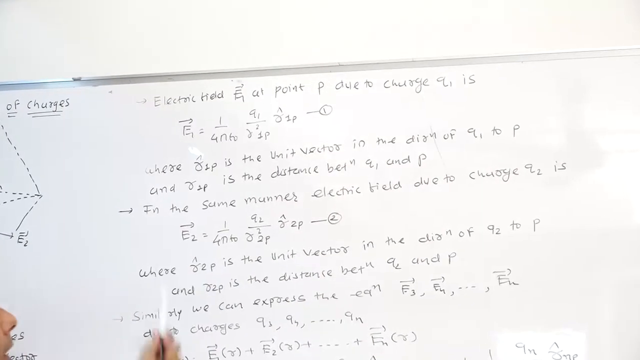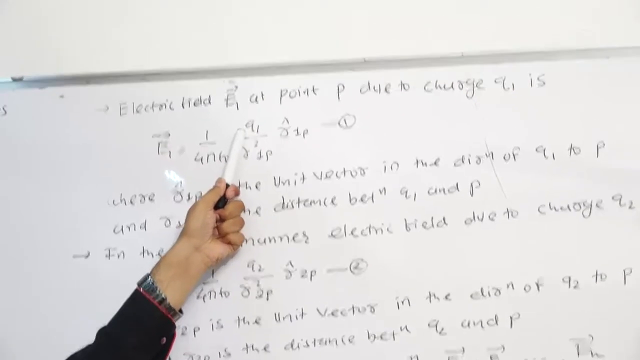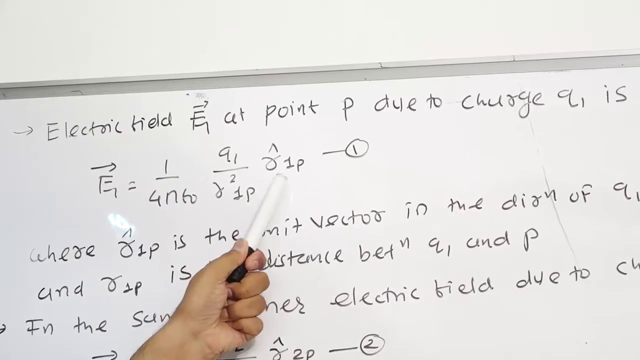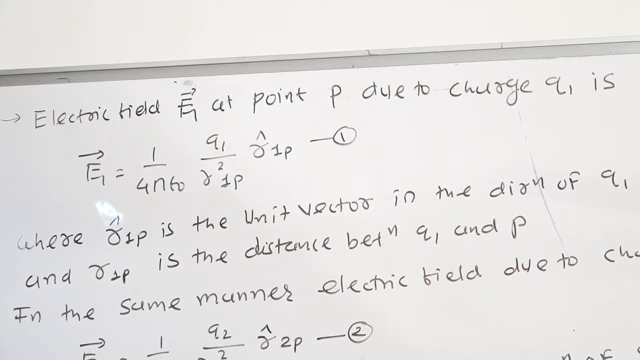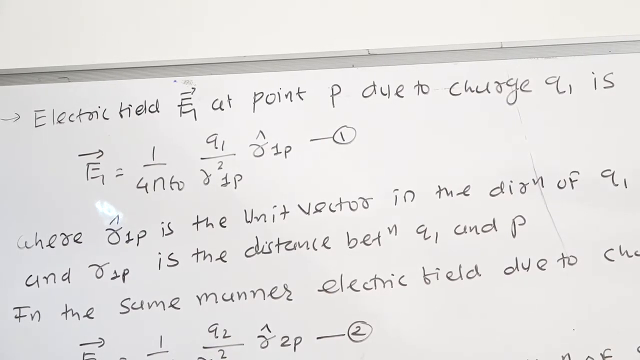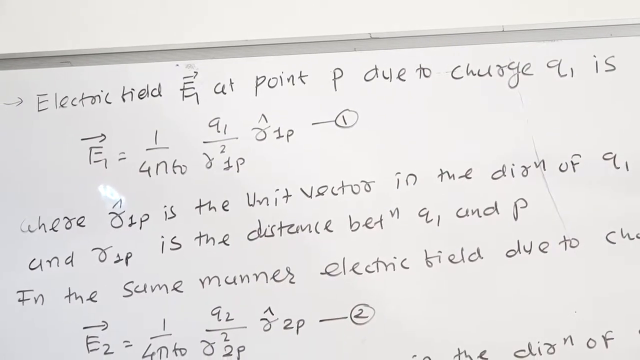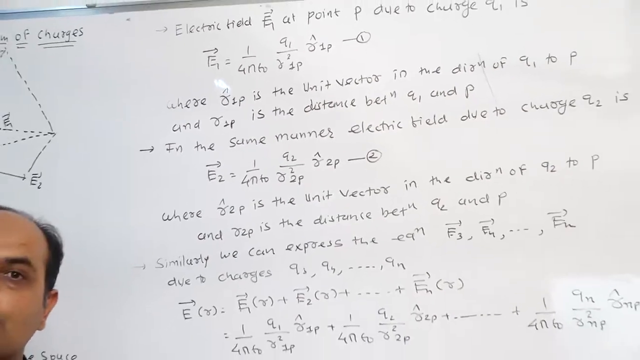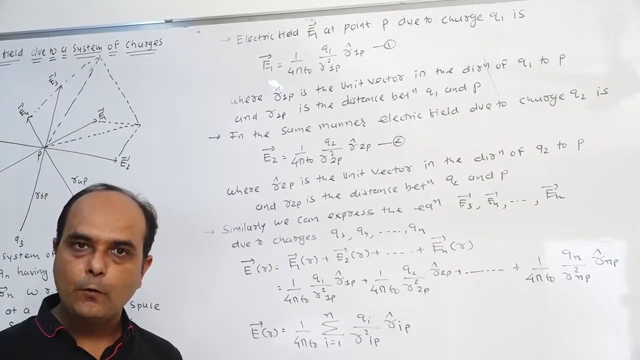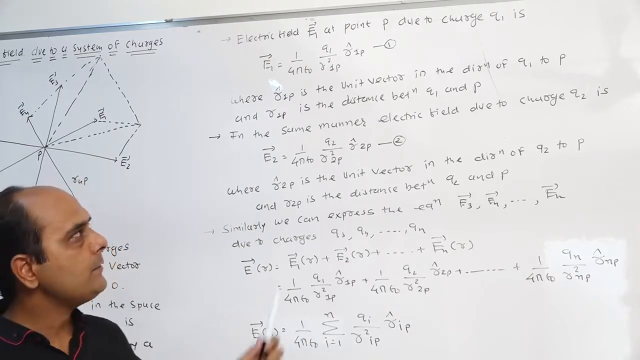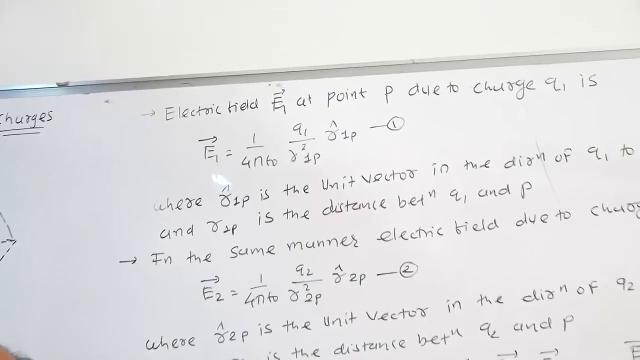That is given by vector E1 is equal to 1 upon 4 pi epsilon 0 times Q1 upon R square 1P times R cap 1P. It is equation number 1. Because student, we just studied the electric field due to a point charge. It is given by 1 upon 4 pi epsilon 0 times Q by R square, or in short form, KQ by R square. We are using that same equation, but it is the electric field due to charge Q1.